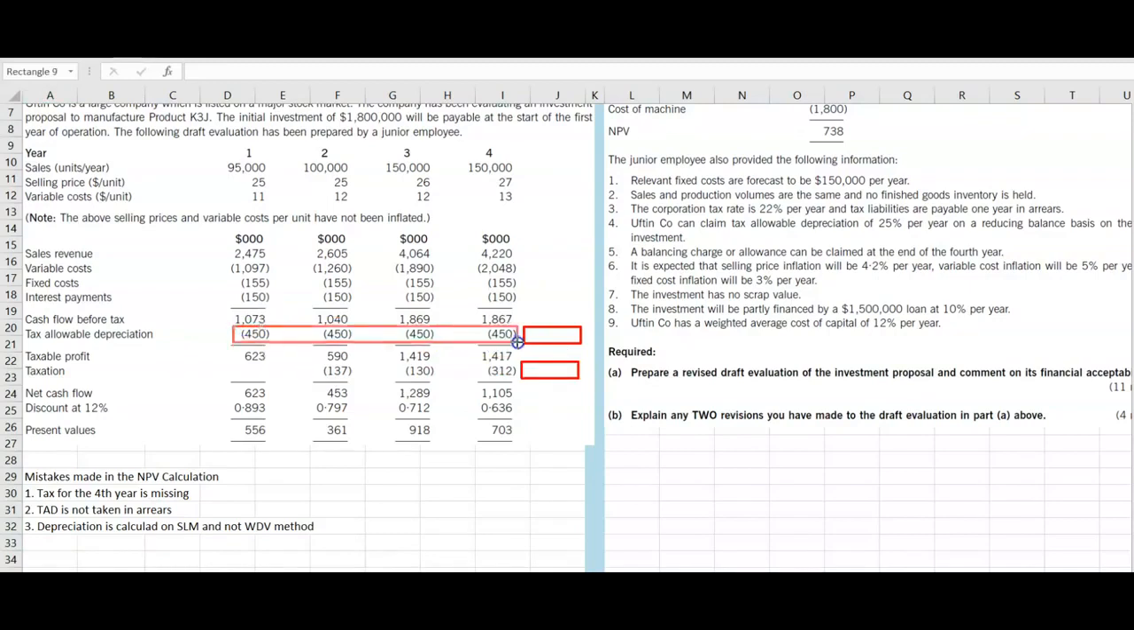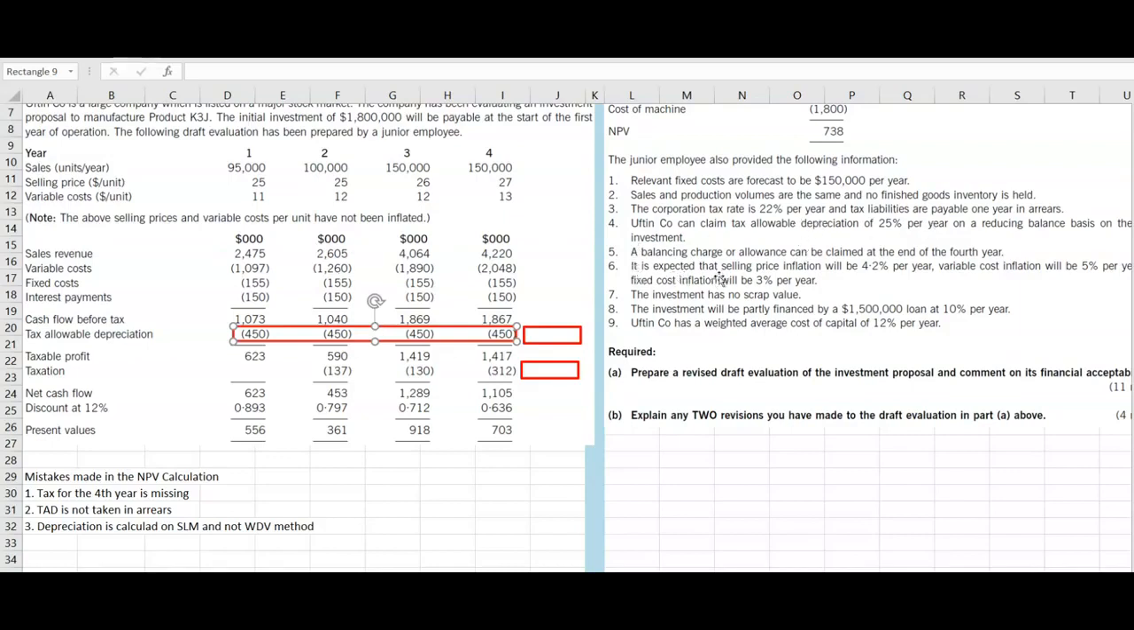Okay, this entire stretch of numbers is wrong. So that's our third one. So we'll just go to the next one. A balancing charge or allowance can be claimed at the end of the fourth year, so we can't calculate it now. It will take a long time.